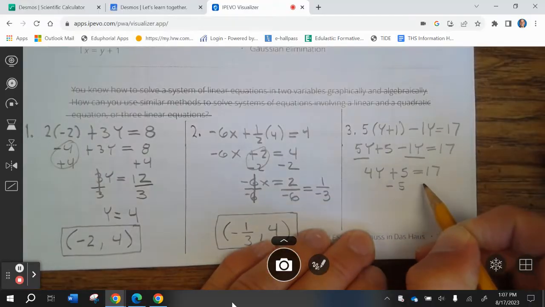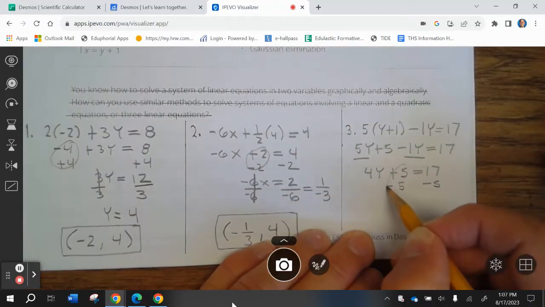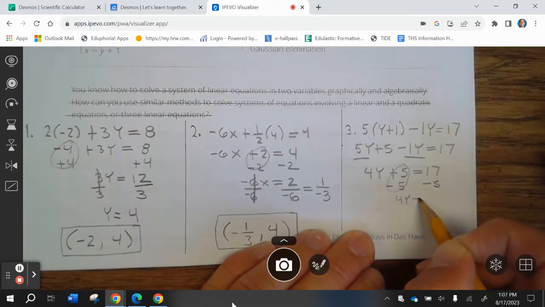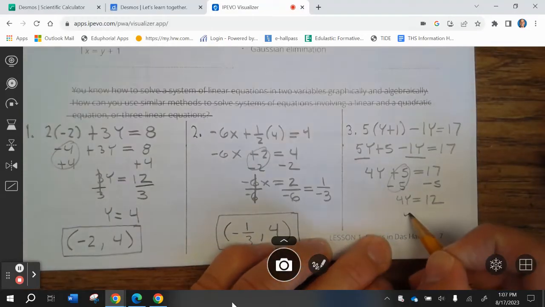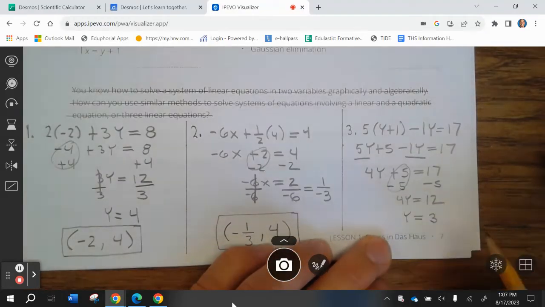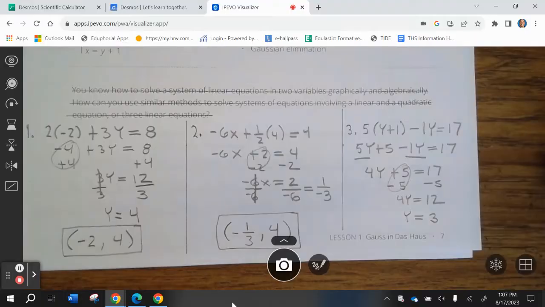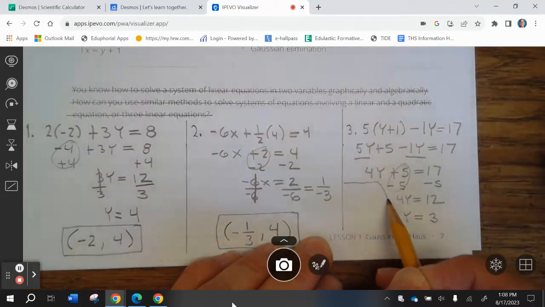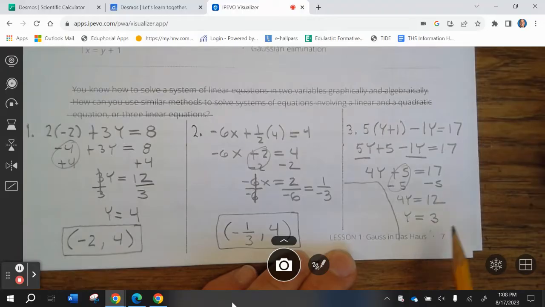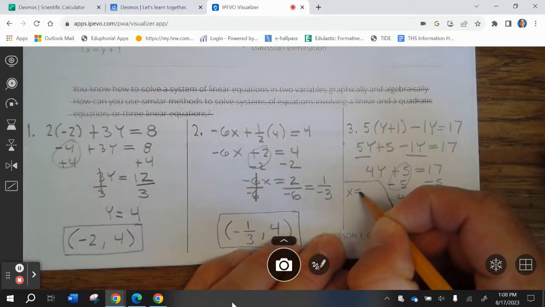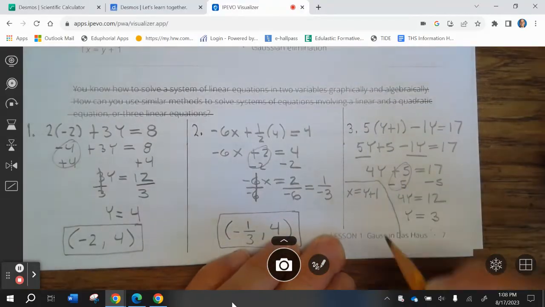Subtract 5 from both sides. This becomes 0. You get 4y equals 12. So when you divide both sides by 4, y equals 3. So your solution we don't have just yet because we have the y, but we need to find x. But we know x equals y plus 1.